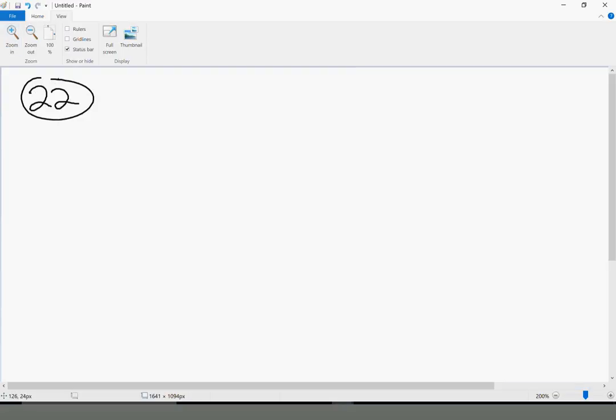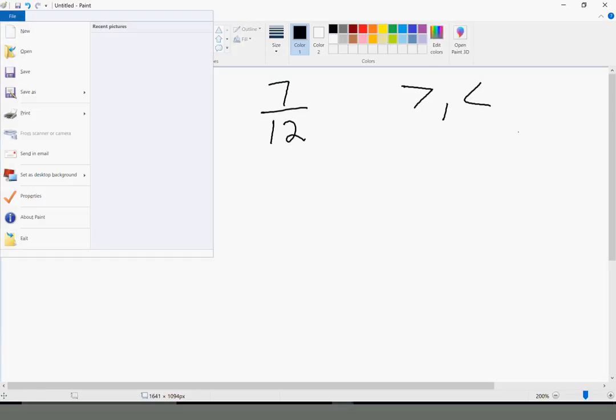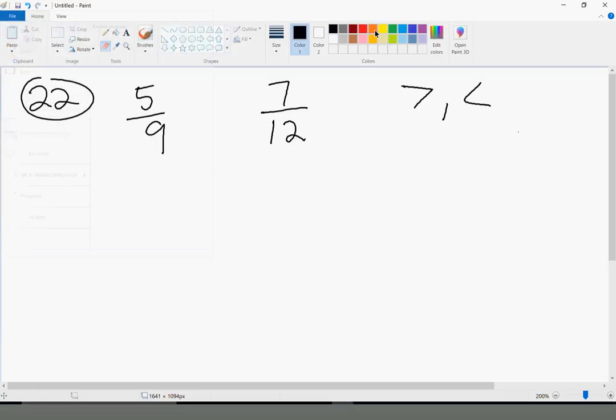So 22, we're comparing fractions. It says Molly completed 5/9 of her homework, and Max completed 7/12 of his homework. Who completed the most homework? So we're going to choose greater than or less than. I think it's probably easier to change the fractions to decimals and then compare the decimals.